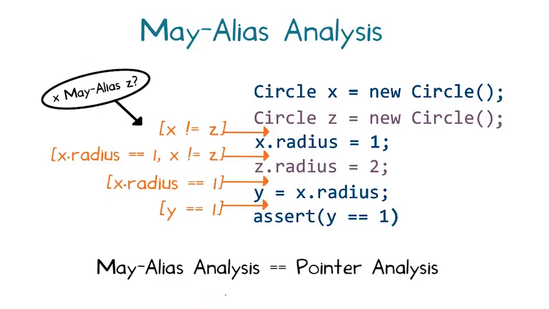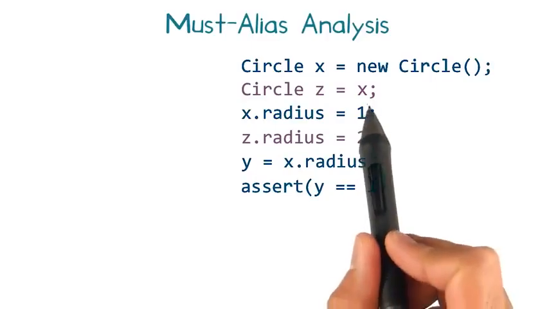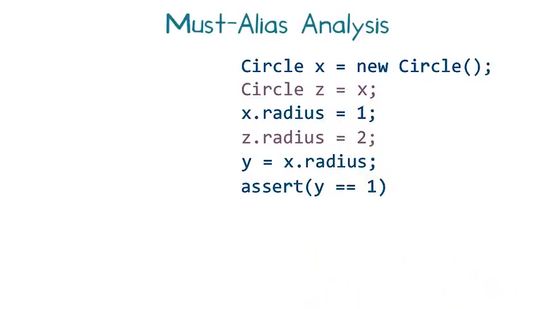At this point, you might be wondering, just as we had may versus must data flow analyses, is there a counterpart to may-alias analysis? The answer is yes, and as you might expect, it is called must-alias analysis. To understand must-alias analysis, let's consider the alternative case in our example program where x and z denote the same circle. In other words, x and z are aliased.